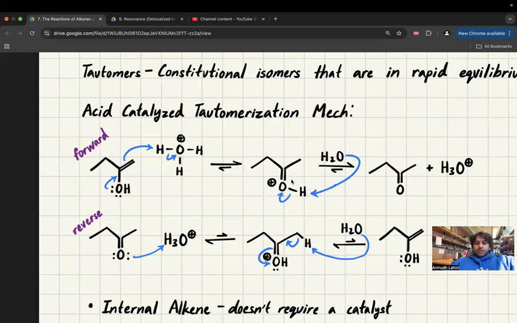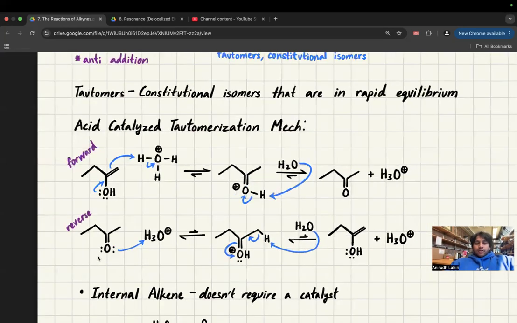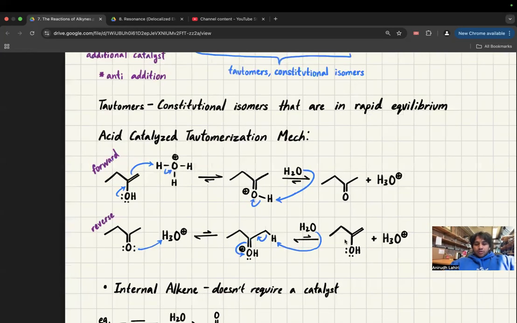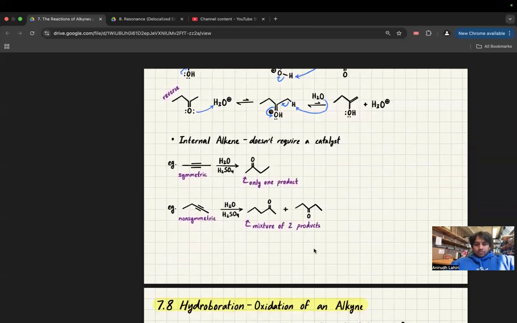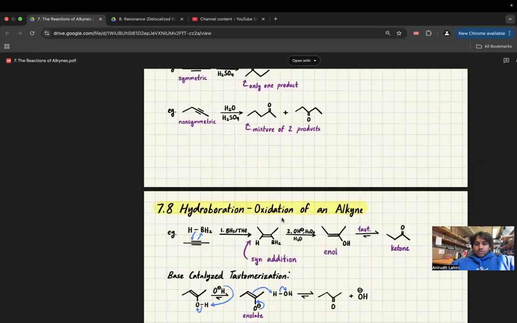So now we have a double bond formed here. We do protonate this H, and we end with this. Okay, and in reverse, this is what's going on. Internal alkenes don't require a catalyst. Cool. Non-symmetric, we don't have any regioselectivity, so we just form both products.